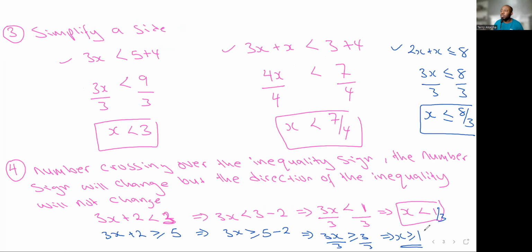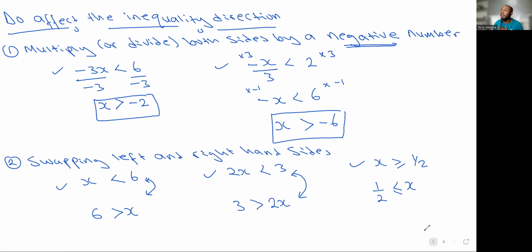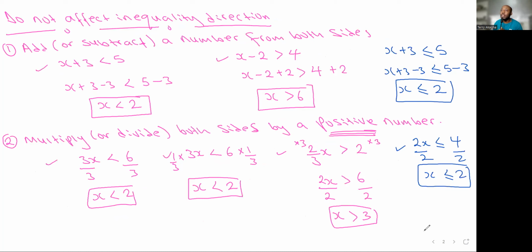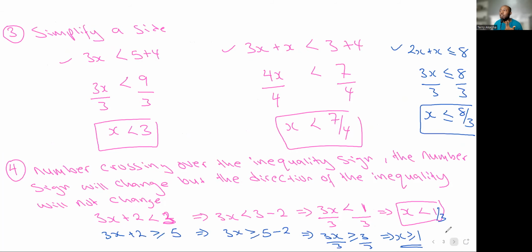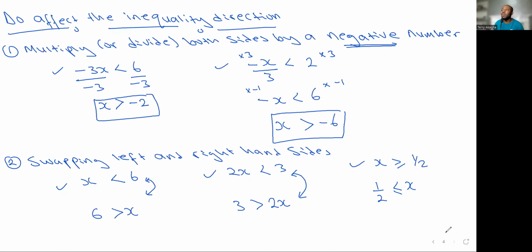But the things that will not affect the inequality direction are when you add or subtract a number from both sides, you multiply or divide both sides by a positive number, you simplify a side, or you cross a number over the inequality sign. That will not affect anything. Is that okay? All right, so that'll be that for that.